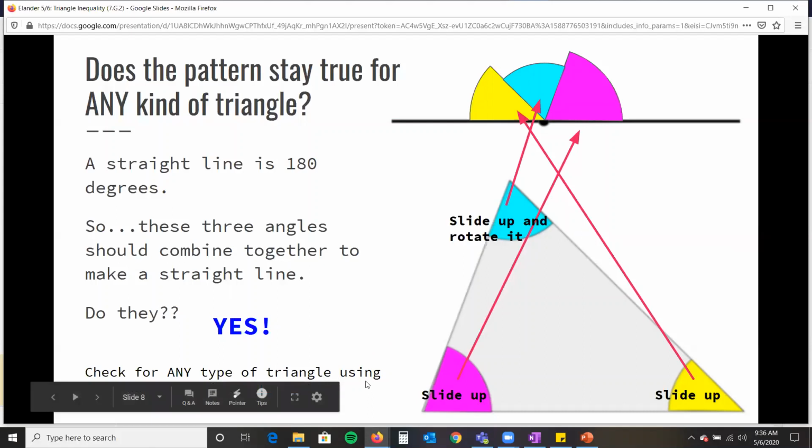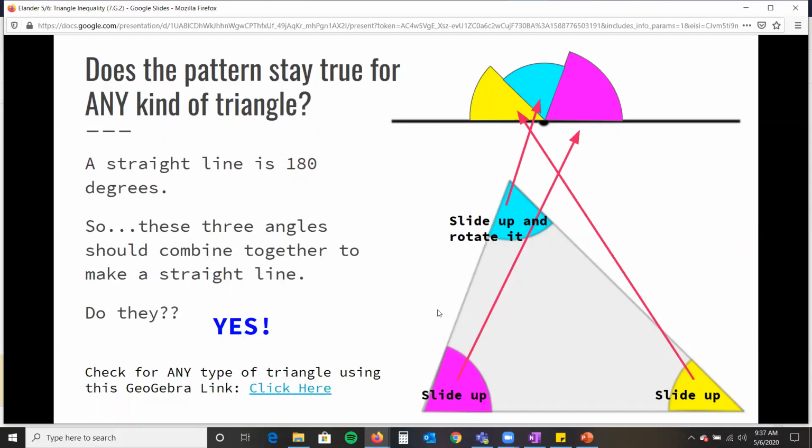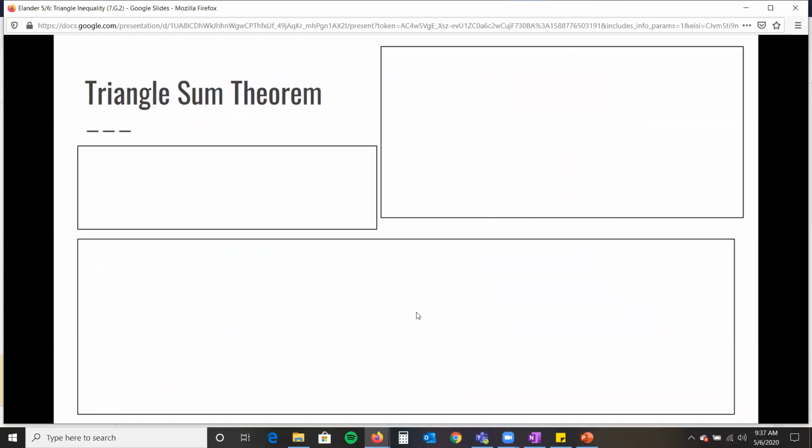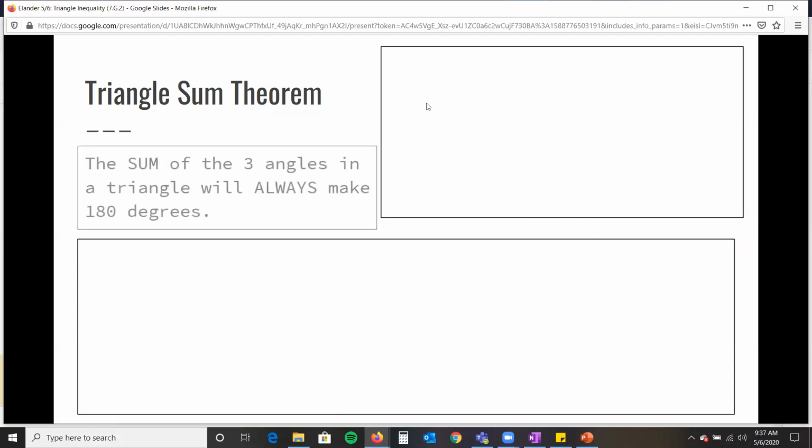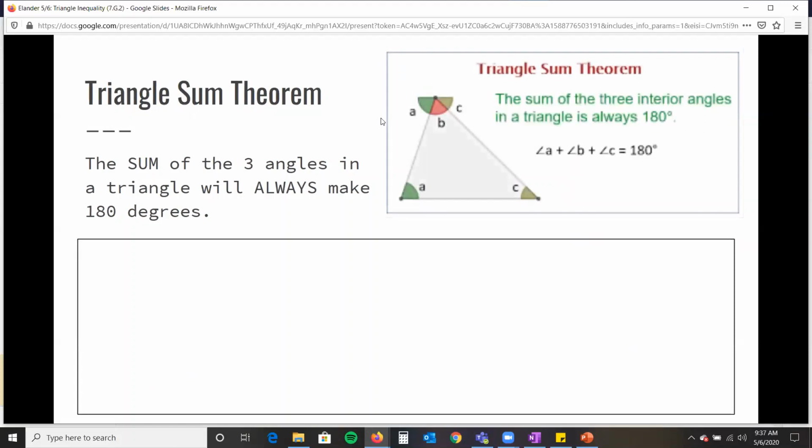You can click on that link there to check for any type of triangle on your slides if you want to play around with that some more, if you need to visualize that a bit. All right, so that brings us to what the actual theorem says, right? What the actual statement says. The sum of the three angles in a triangle will always make 180 degrees, okay? That'll never change. Triangles will always have 180 degrees inside.